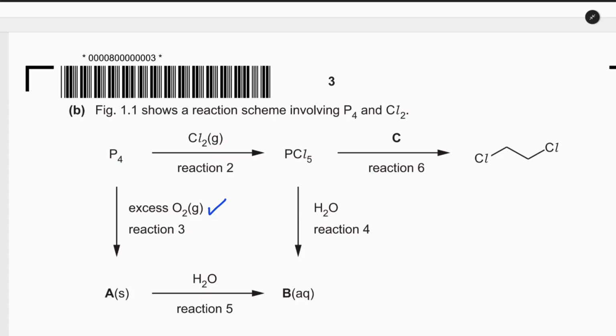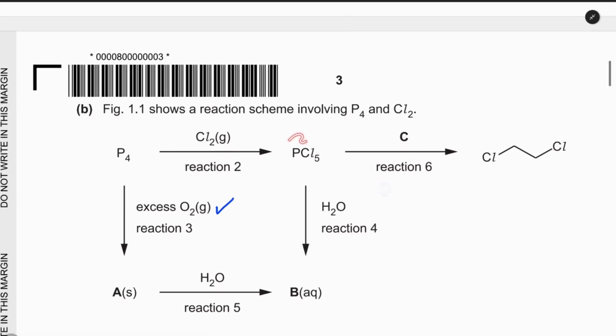Let's see reaction number 2. As you can see, PCl3 with excess chlorine gives PCl5, phosphorus pentachloride. This actually gives a yellow-green gas, which disappears with time. So this is the observation which you can see.